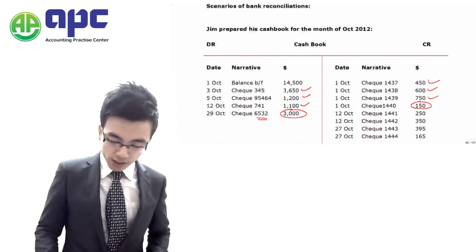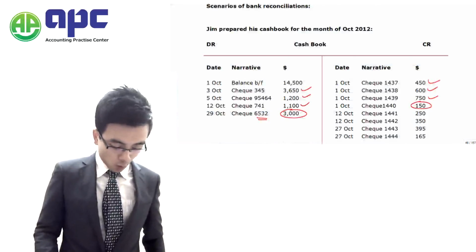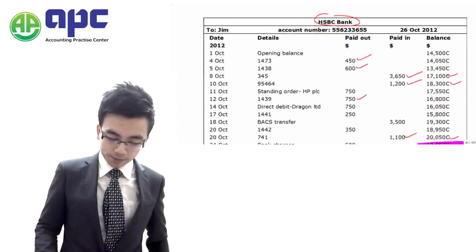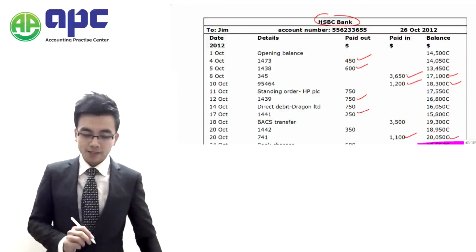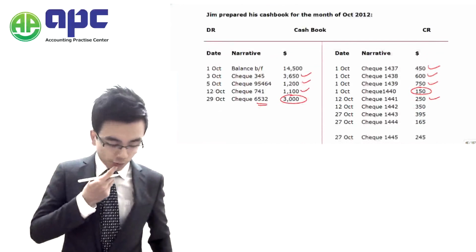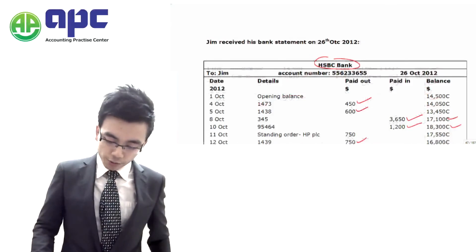Also we have got the 1,441, 250, and we can chase that back from the bank statement. That'll be no problem. Also we got 1,442, which is 350.